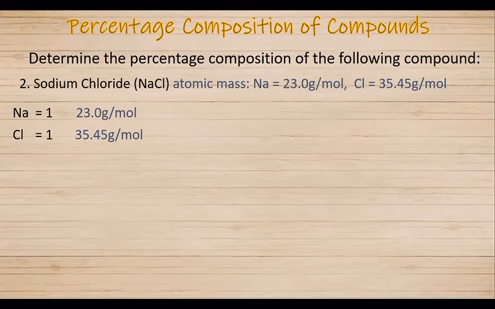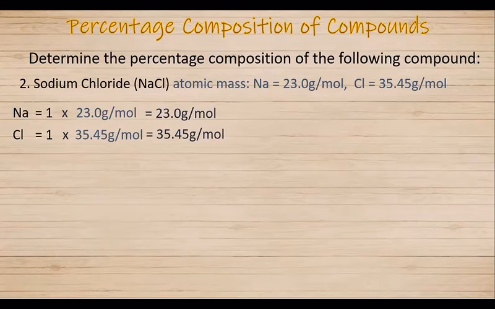After that, let's now get the molar mass of each element by multiplying the number of atoms of each element by its atomic mass. So, we will multiply 1 by the atomic mass of sodium, which is 23.0 gram per mole, and that will be equal to 23.0 gram per mole. And let's multiply the number of atoms of chlorine, which is 1, by its atomic mass, which is 35.45 gram per mole, and that will be equal to 35.45 gram per mole.